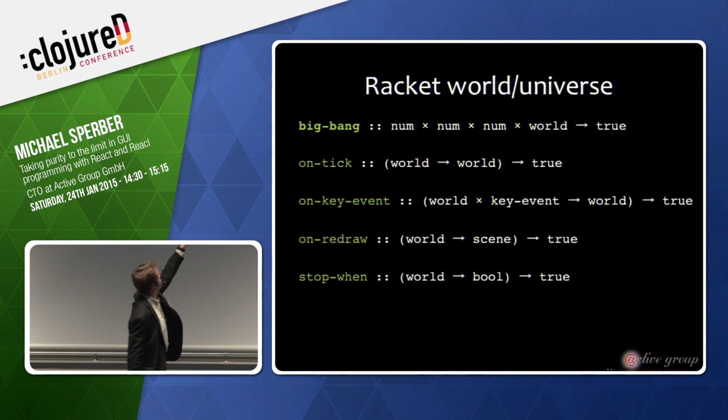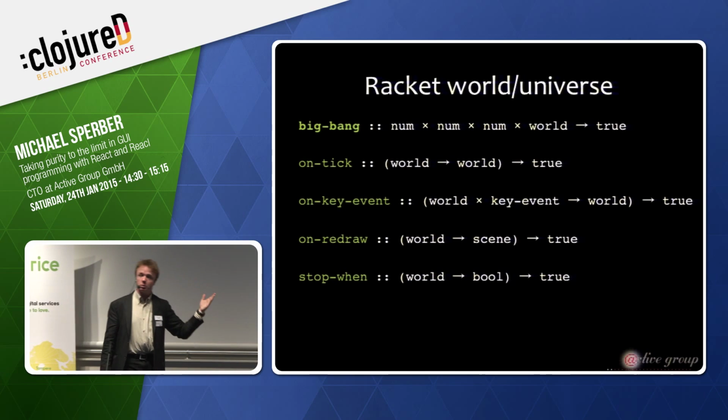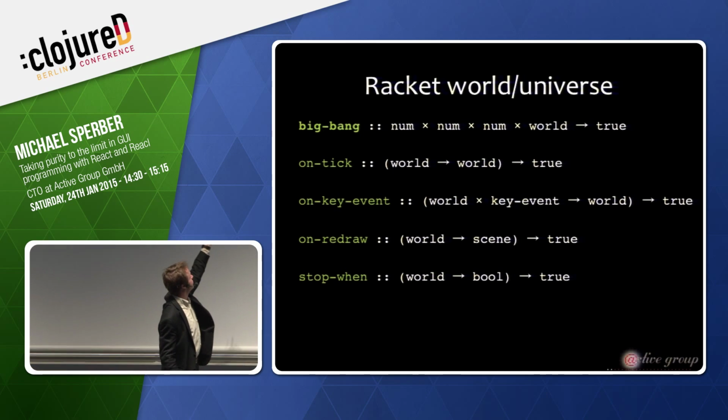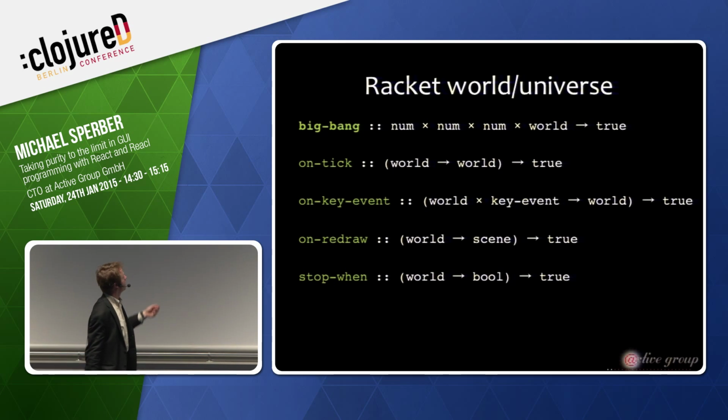And essentially what you do is you pass it a function that goes from world to world. So again, it's that pure function that I talked about in the previous slide. And when you want to react to an actual interaction with a user, you have a function like onKeyEvent, where you pass a function that takes a world and a key event, and then produces another world, depending on the key that was pressed. And then there's this method onRedraw, which takes a function that goes from a world to a scene.